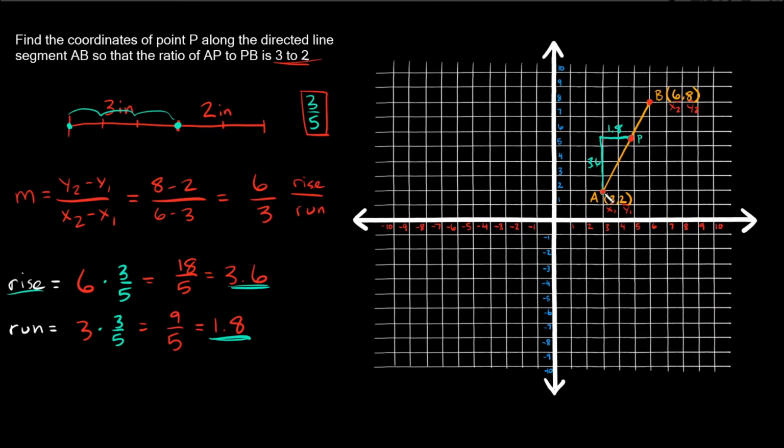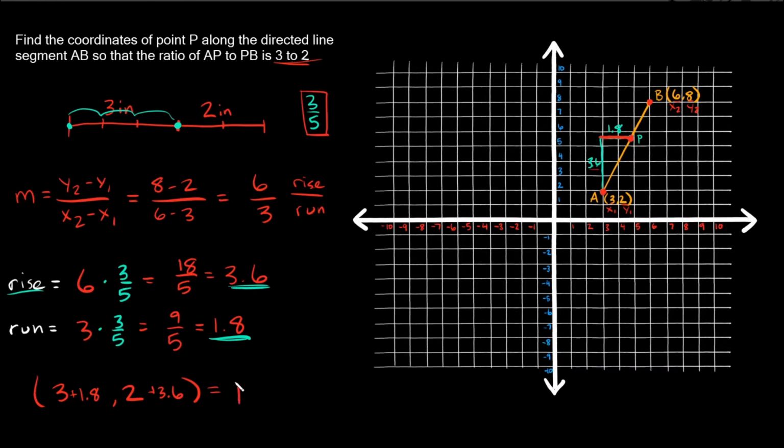Well, our starting point we can say is point A right here. A's at 3, 2, right? So let's write that down here. So it's at 3, 2. Okay, so in order to get from A to P, we have to go up, or in other words, we have to go in the Y direction 3.6 spaces. So what we can do here is add 3.6 to our Y direction. And then we have to go over in the X direction 1.8 spaces, so we can add 1.8 to our X.